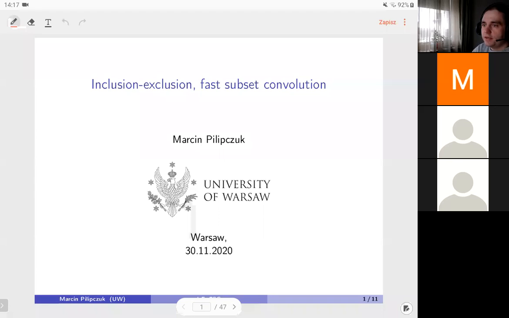Good morning. Today we'll be doing a bit more algebraic stuff, namely we'll be looking at the inclusion-exclusion principle and how to apply it for exponential time algorithms, and also something called fast subset convolution, which is something between inclusion-exclusion and a Fourier transform. We'll see how it works.